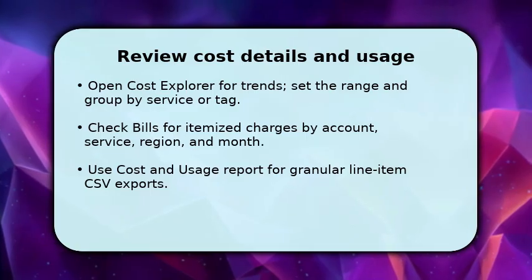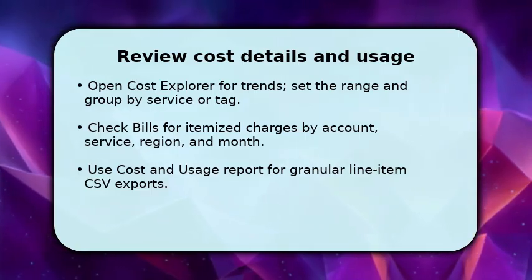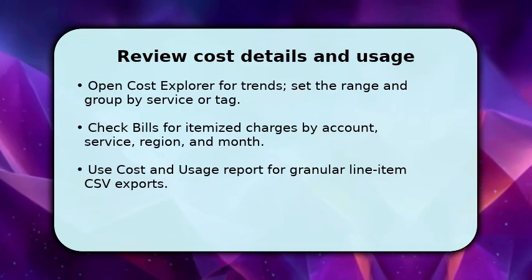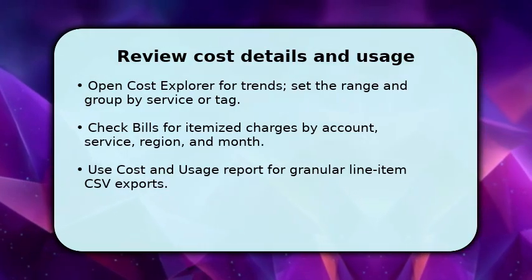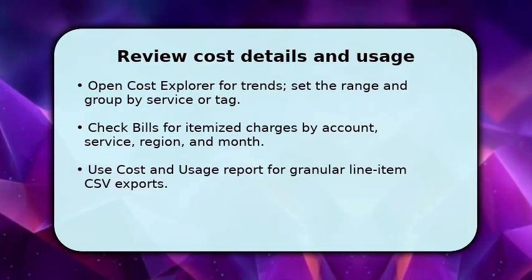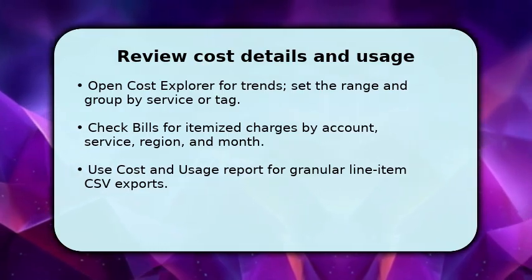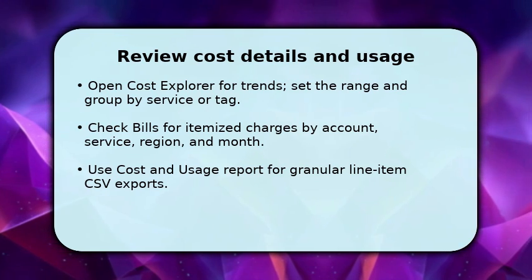If you need raw data, enable and download the Cost and Usage Report, which gives hourly per-source line items. This lets you reconcile invoices and feed analytics tools. Make sure to apply any cost allocation tags you rely on before exporting.